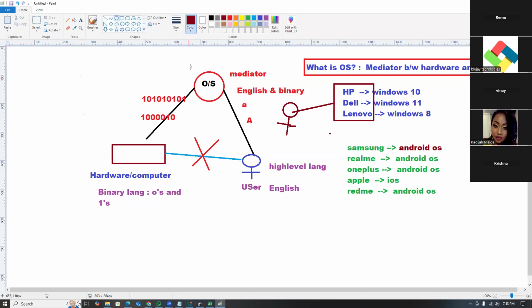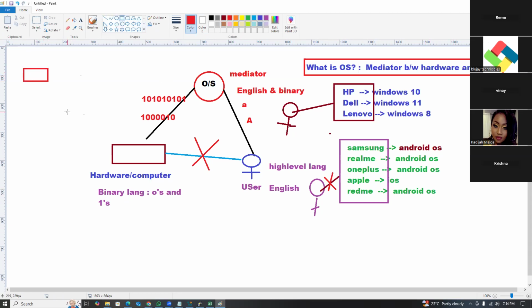Now you got it, guys. Because hardware knows only binary language. You know only a high level language, right? So directly we cannot communicate with this hardware. So we need an OS. That OS is Android, guys.